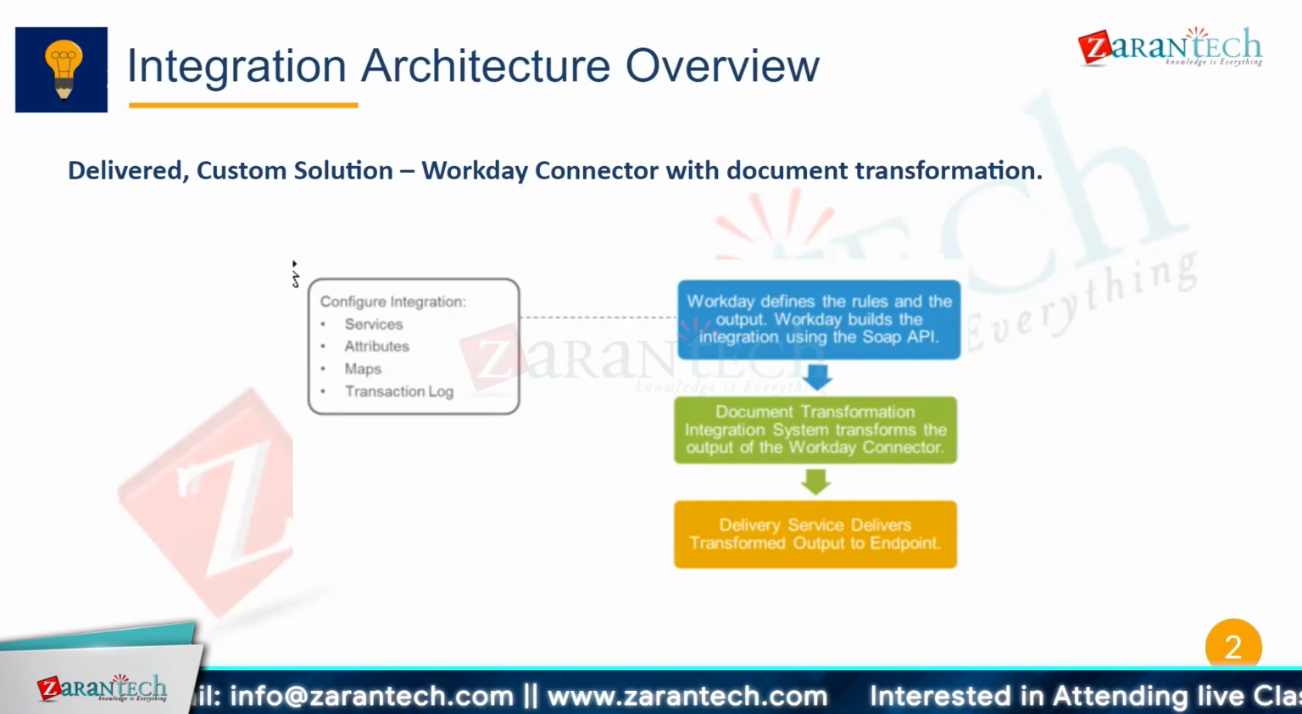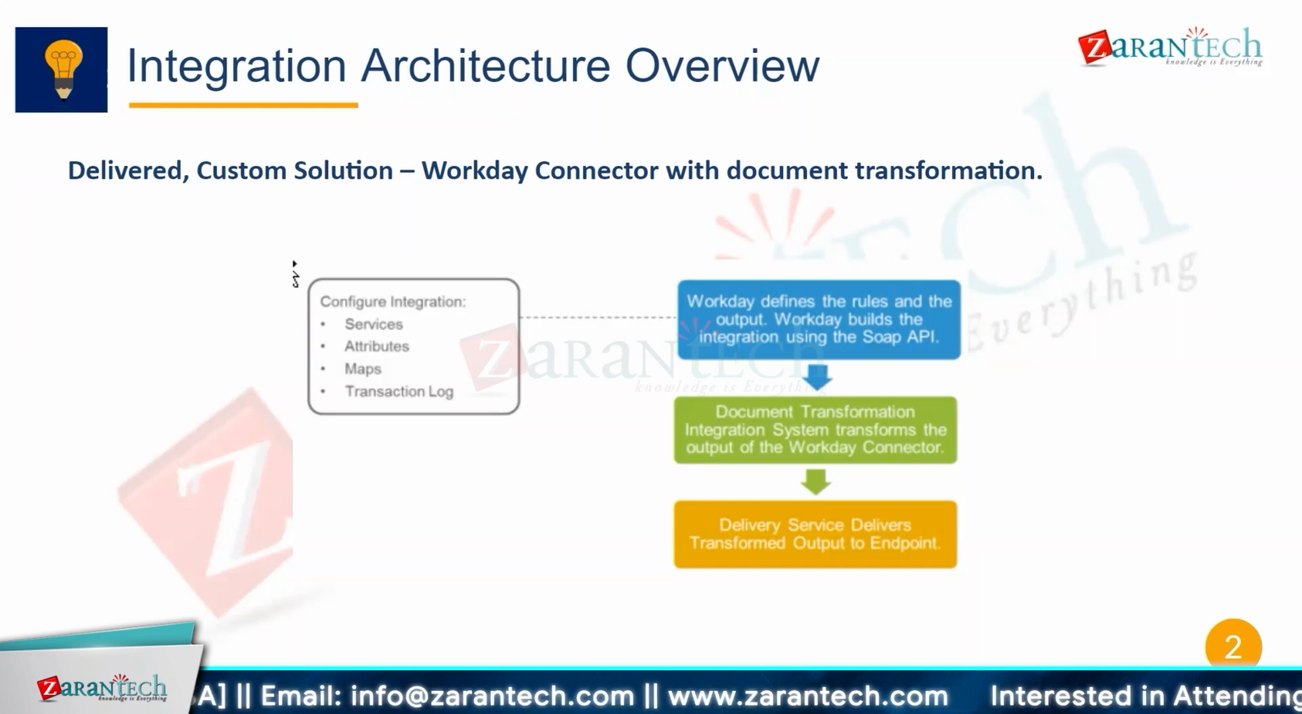It is somewhat similar to what we discussed in EIB, that there are three parts to it. One is get data, one is transformation, and the third is deliver. So it is somewhat similar to your EIB, but this is done through a business process. In your integration, you set up services, attributes, maps, and transaction logs.